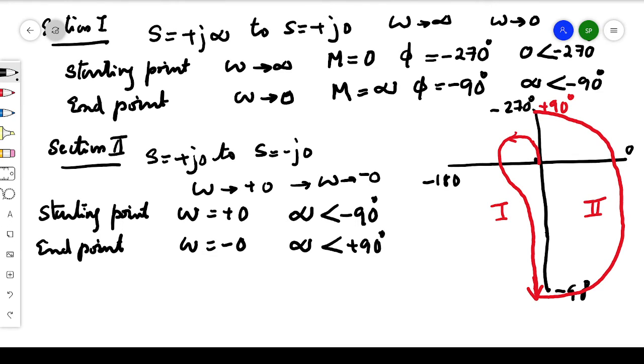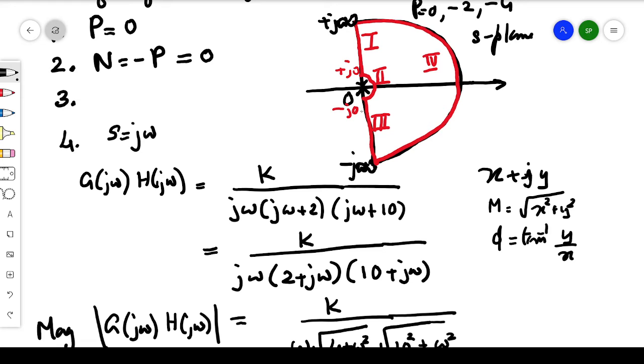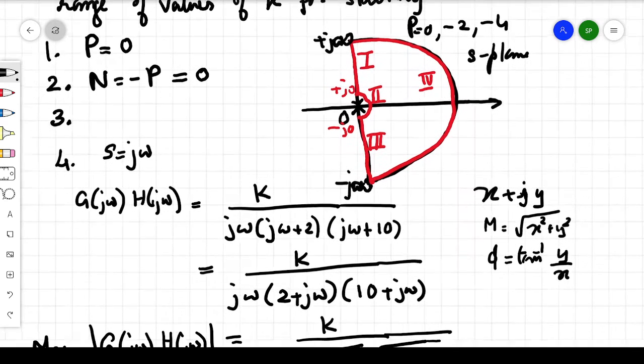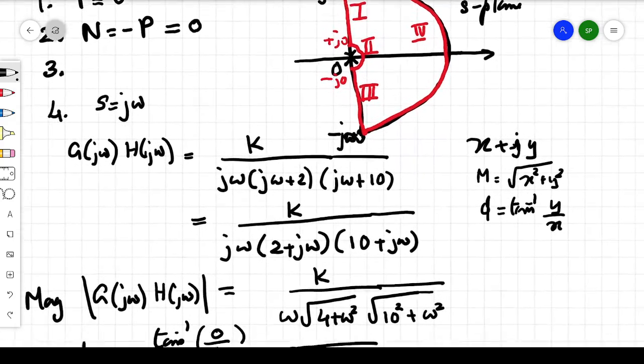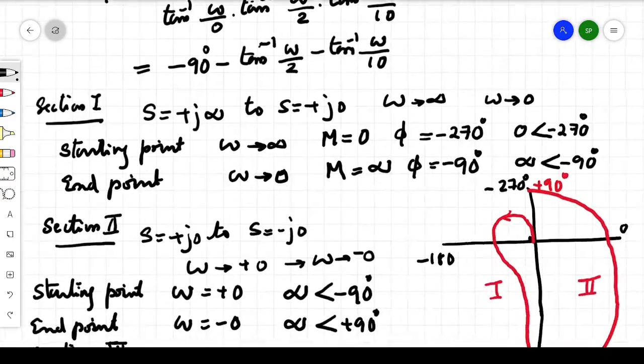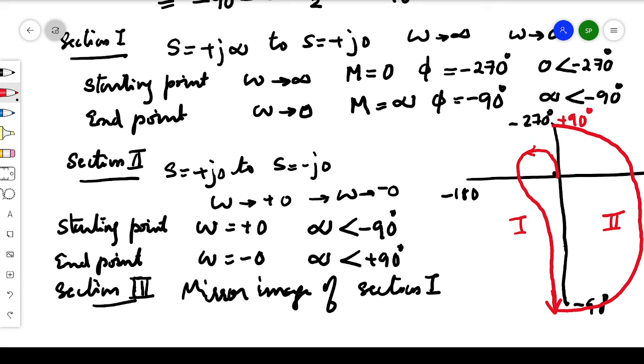And when we consider section 3, just see what our section 3 is here. Section 3 starts from minus j0 and goes to minus j infinity. You can see that section 3 is just the mirror image of section 1, so you need not find the values; you just draw the mirror image of that one. So section 3 is the mirror image of section 1.